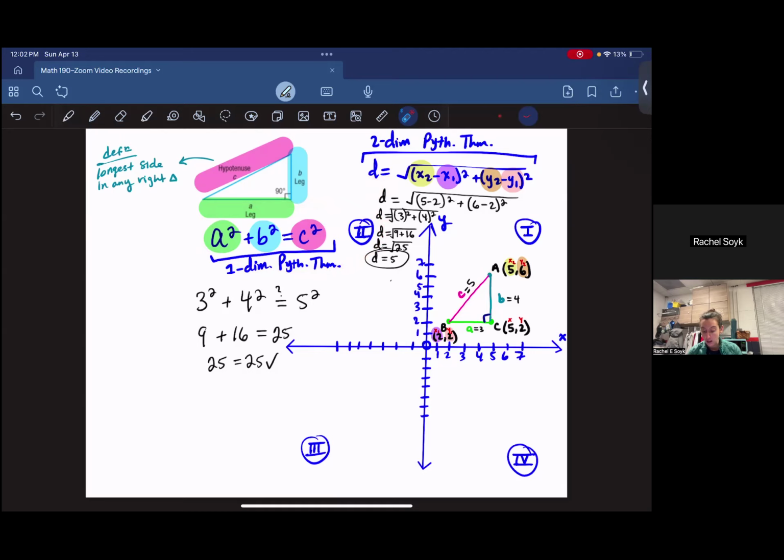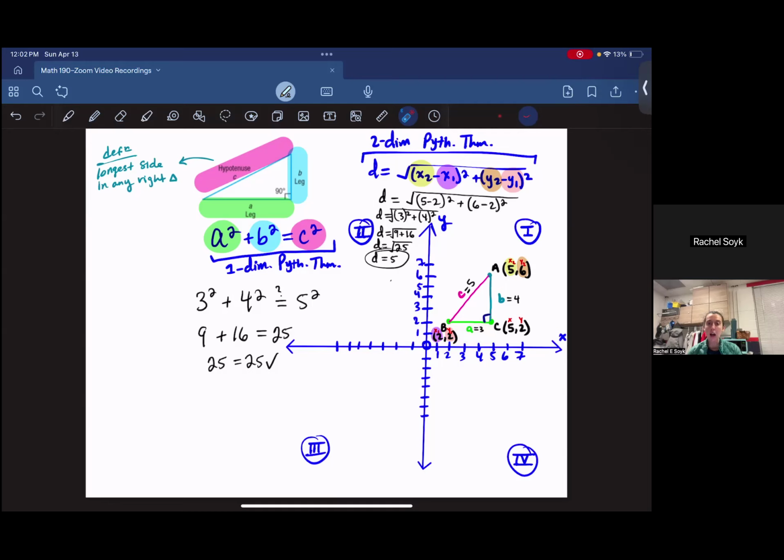Well, if my y value maintains the same throughout both coordinates, that means we're dealing with a horizontal line. So we're in the one-dimensional world, and we just have to count how many spaces we're looking at. We start at 2, and then we end at 5. So we're at 1, 2, 3 units, aka our length is 3.